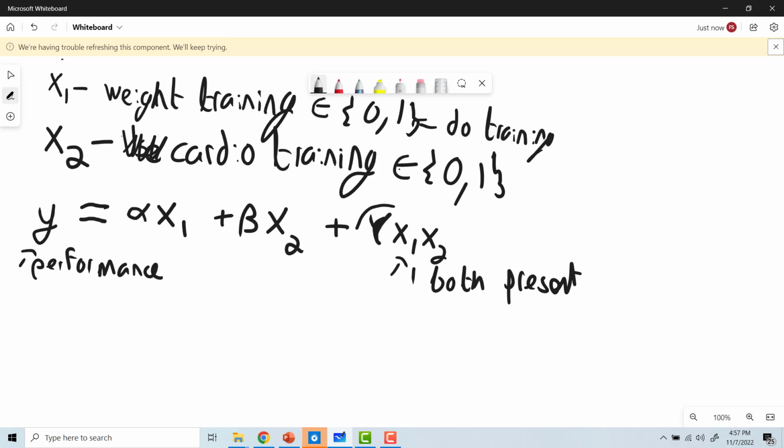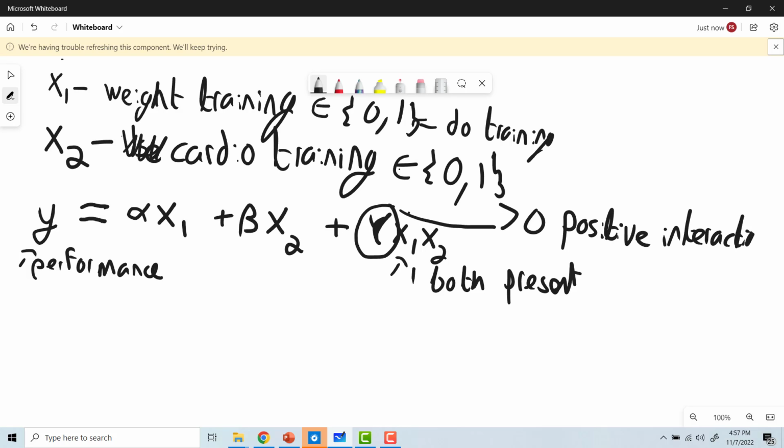And the idea is, if this value here is greater than 0, then we have positive interaction, i.e. there's an additional effect from both being present. So here, both weight training and cardio training. And if it's less than 0, then we have negative interaction.